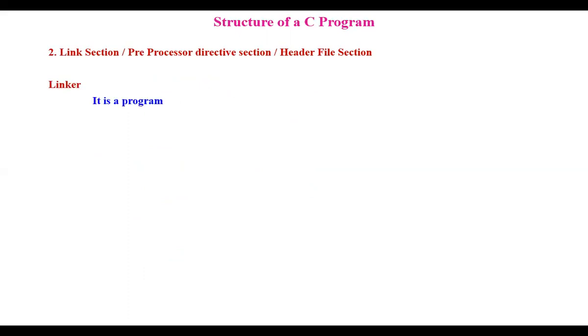Okay, next. So let us come to the link section now. This link section is called the preprocessor directive section or header file section. We will be using the linker. Linker, in the sense, is a program, right? It checks the header files. Already you have seen .h files. When you are going to utilize a particular function related to some mathematical operations or console operations, we have to include these files in the header section.